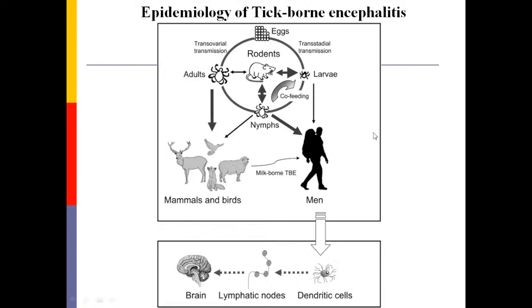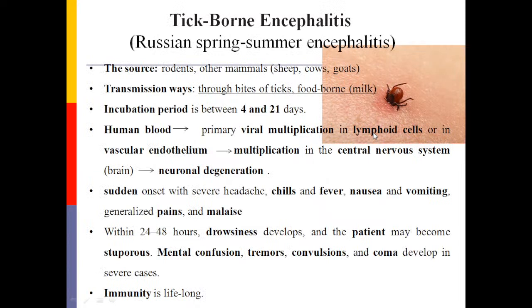Two transmission ways of tick-borne encephalitis are known: through bite of ticks from wild animals, which I have explained, and foodborne transmission through infected milk from goat, from cow, through raw milk, or sometimes through cheese. So the sources are rodents and other mammals, sheep, cows, goats. It's about domestic animals.